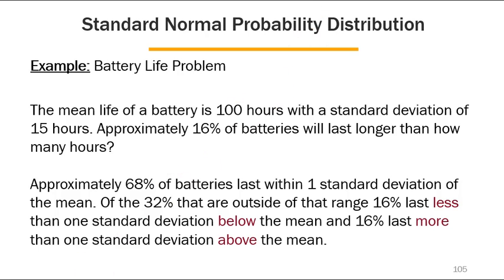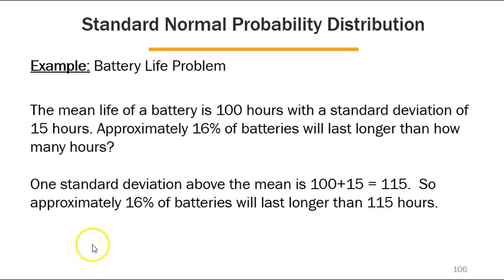So then I say the mean life of a battery is 100 hours with a standard deviation of 15 hours. Approximately 16% of batteries will last longer than how many hours? Well, one standard deviation above the mean is where I get this 16% from. So 100 plus 15 is 115. So approximately 16% of batteries are going to last longer than 115 hours.